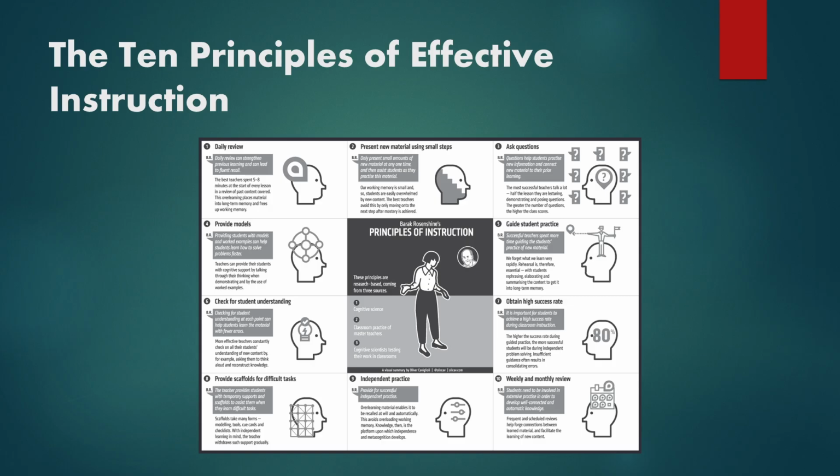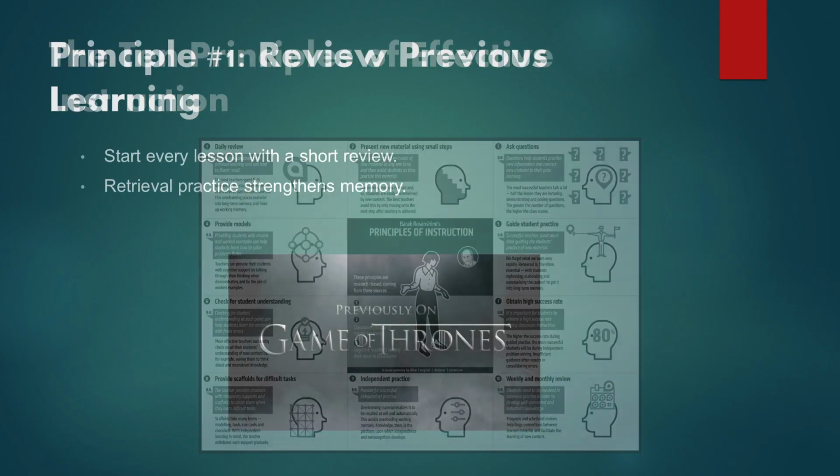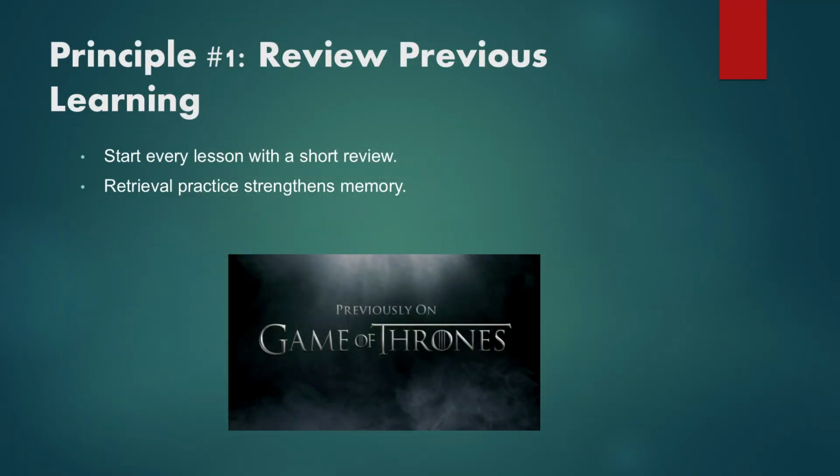Rosenshine provided a 10-point list of principles. Let's hit each one with explanation and example. Yes, let's dive right in. Principle 1, begin each lesson with a short review of previous learning. If you like TV, this is the previously on Game of Thrones. Someone important betrayed someone else, someone got brutally murdered in a shocking twist, and everyone still wants the throne.